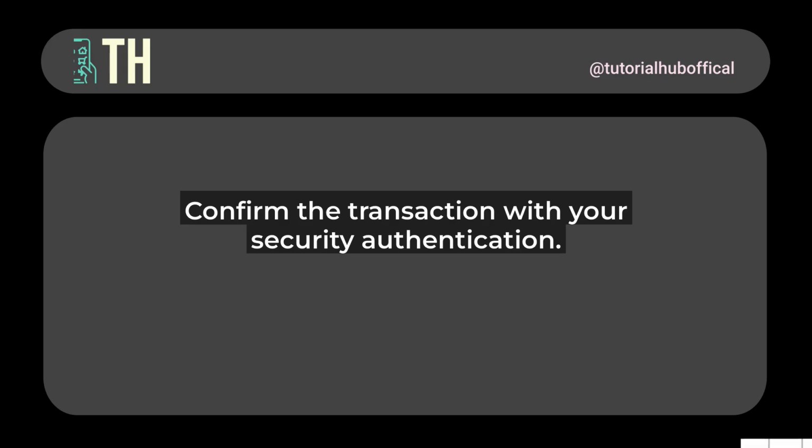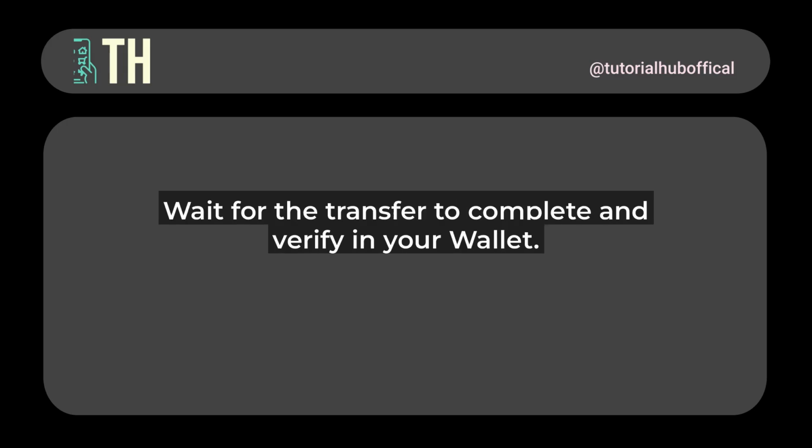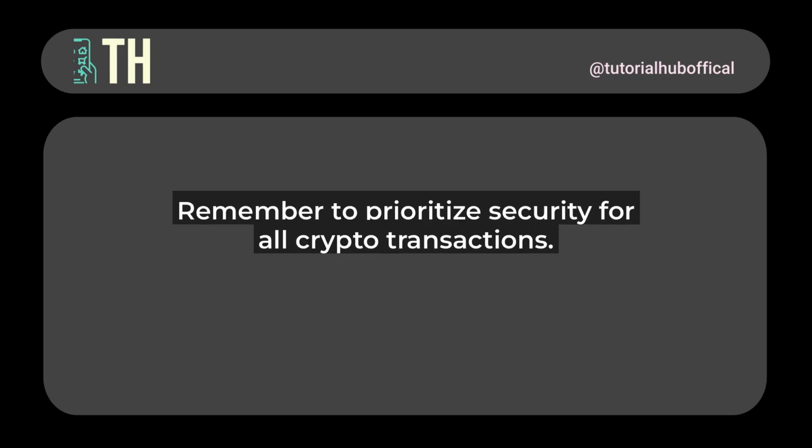The transaction might take a few minutes to a couple of hours, depending on the Ethereum network. Once it's done, check your Coinbase wallet to see your ETH has arrived. And there you have it. That's how you securely withdraw Ethereum in 2025. A quick tip: always use official apps and enable security features like biometric login to protect your assets. If you run into any issues, Coinbase's support is pretty helpful.